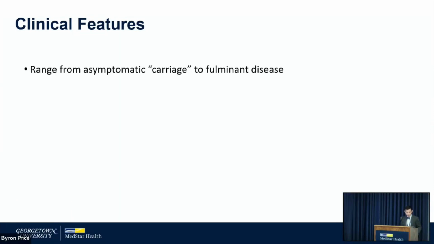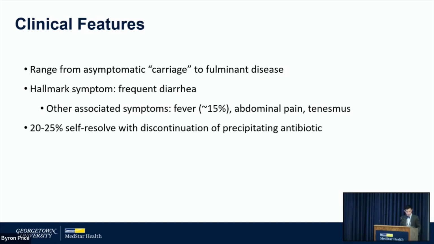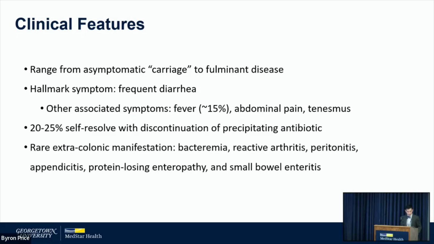Again, clinical features can vary, from asymptomatic carriage to fulminant disease. And the key hallmark symptoms, of course, we all know, is frequent diarrhea, right? At least 3 episodes a day, with other associated symptoms, including fever, abdominal pain, and tenesmus. Interestingly, 20 to 25% will self-resolve with discontinuation of the precipitating antibiotic, even without C. diff-directed therapy. And there are cases of some rare extracolonic manifestations, despite the fact that the true ecological niche of C. diff is in the colon.